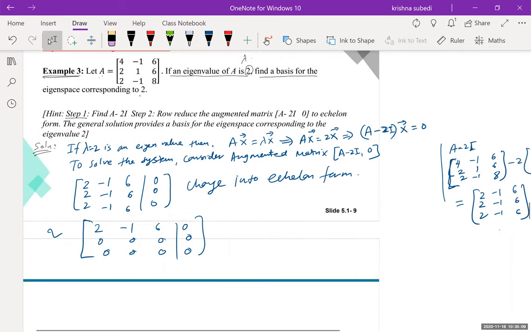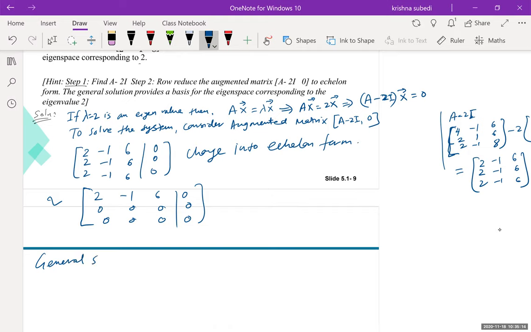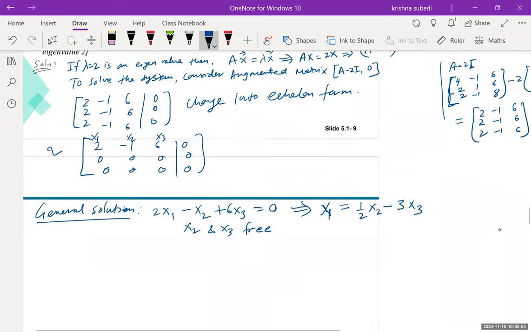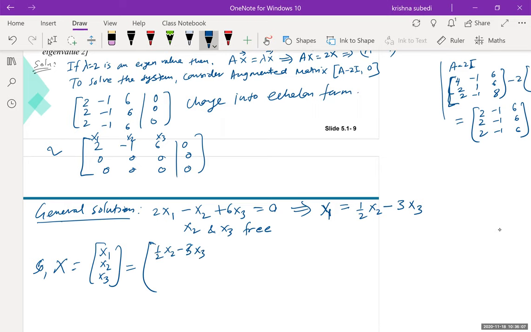Now, let us write down the general solution for this. We get 2x1 minus x2 plus 6x3 equal to 0, with x2 and x3 free. Now we have to express the basic variable x1 in terms of x2 and x3. If you solve this equation, you'll get x1 equals half x2 minus 3x3. So our general solution x, which is x1, x2, x3, becomes half x2 minus 3x3, x2, and x3.